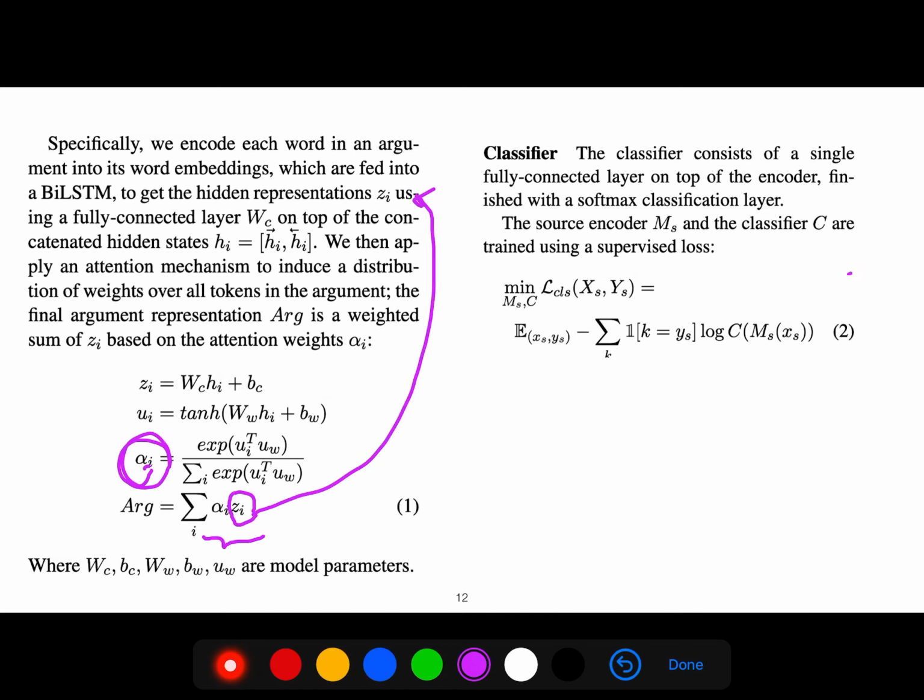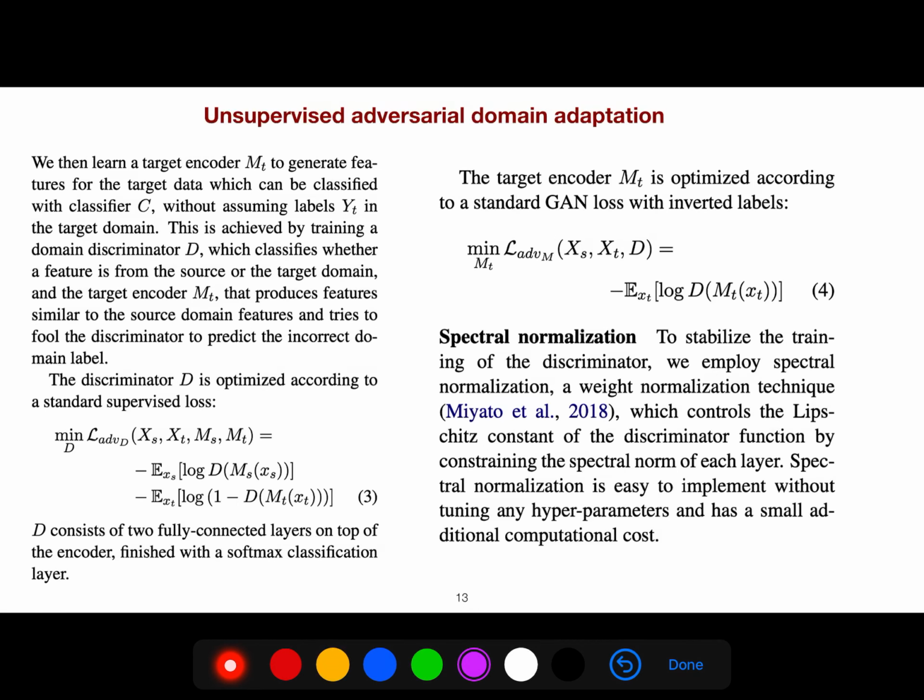Then we have the classifier. So until now, you know the labeled data of the source domain, so you can classify. Then we move on to the adversarial part, where you get this idea of GAN to reduce domain shift, so you don't have a covariate shift problem.